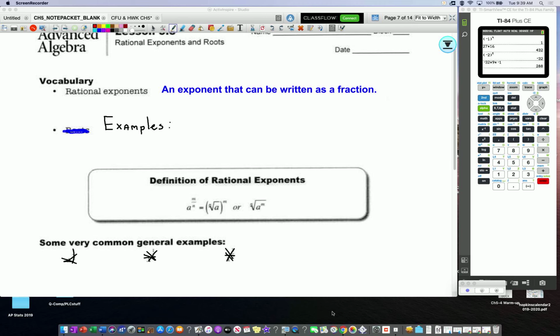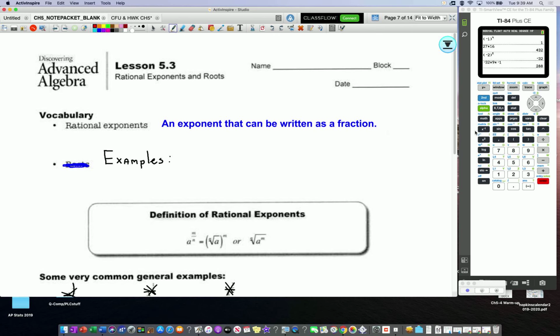All right, everyone, let's take a look at our next lesson, 5.3, rational exponents and roots here today. So we're going to talk about what is a rational exponent. In your notes, you can just note this down. A rational exponent is simply an exponent that can be written as a fraction.